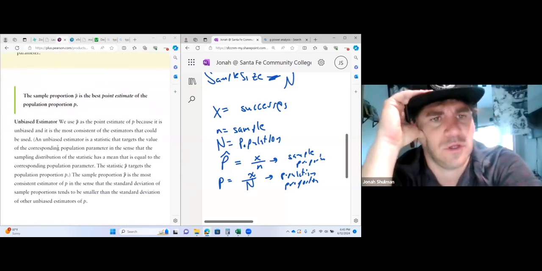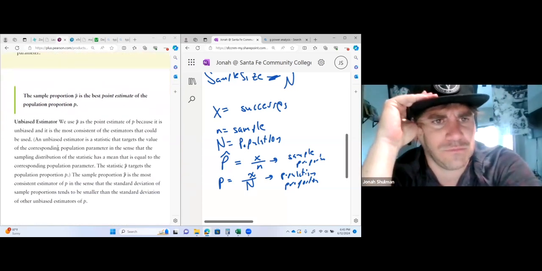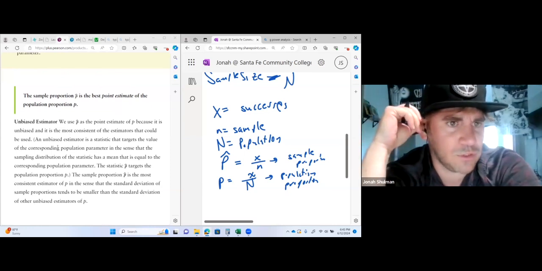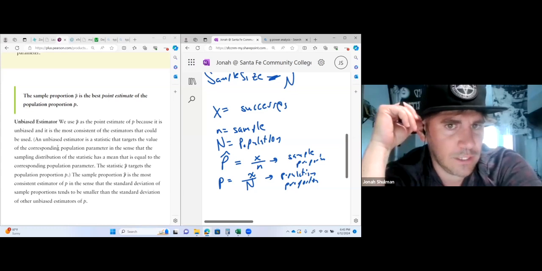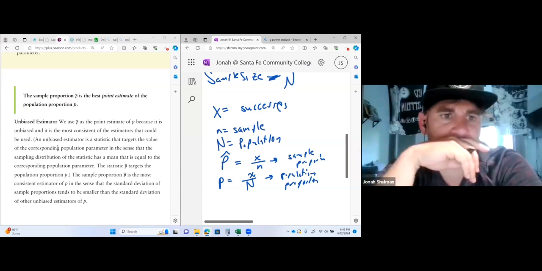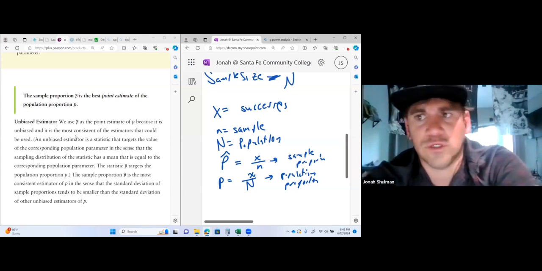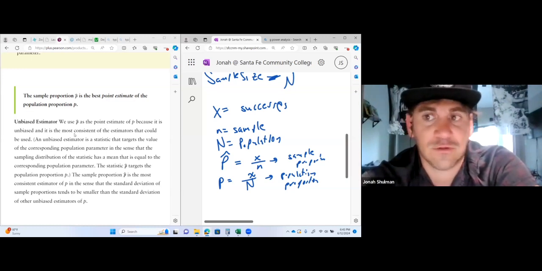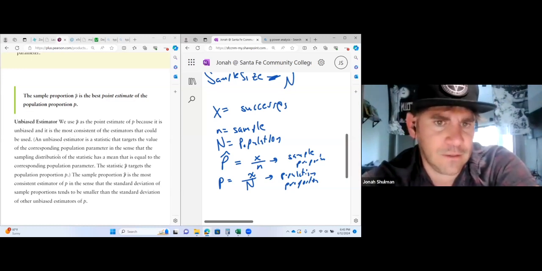Unbiased error. We use the sample proportion as the point estimate of the population proportion because it is unbiased and it's the most consistent of the estimates that could be used. So we're using the exact one from the sample to represent the population because we feel like there won't be any bias in it.